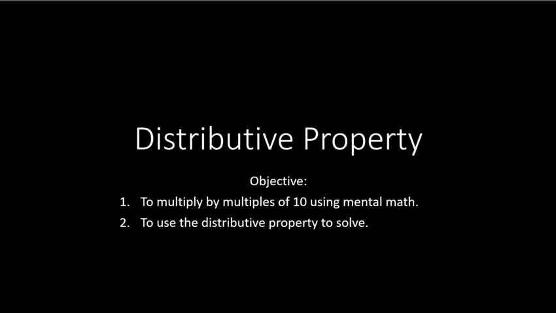In this video, you will learn to multiply by multiples of 10 using mental math, and also how to use the distributive property to solve. So, first off, we're going to work on multiplying by multiples of 10. And when doing this, we'll start with some basic examples. And here we're going to show some where you just need to write the same number of zeros.